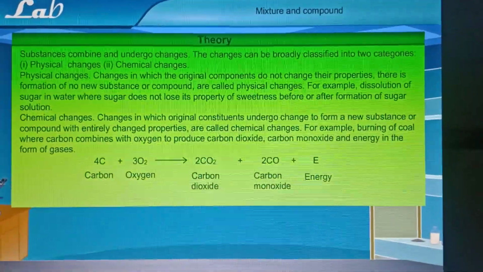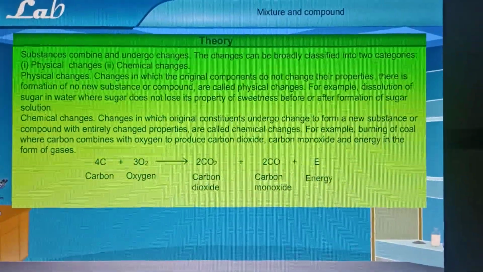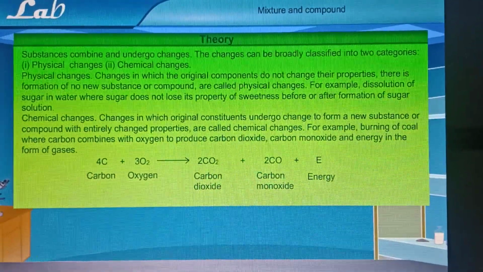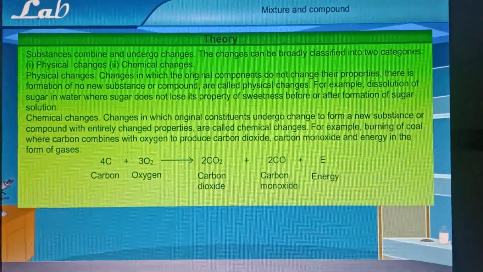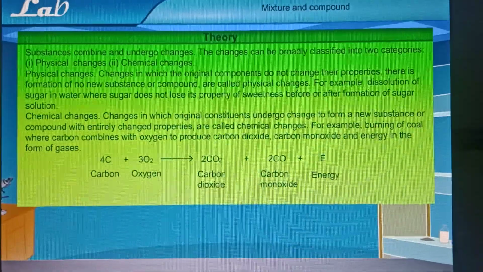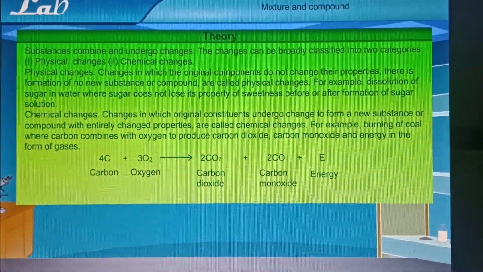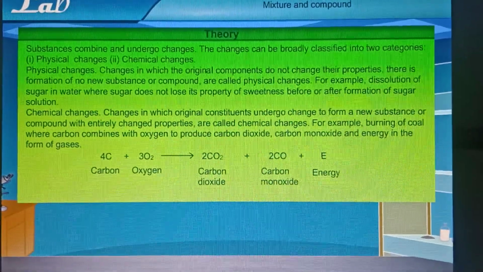For example, dissolution of sugar in water, where sugar does not lose its property of sweetness before or after formation of sugar solution. Chemical changes: changes in which original constituents undergo change to form a new substance or compound with entirely changed properties are called chemical changes.